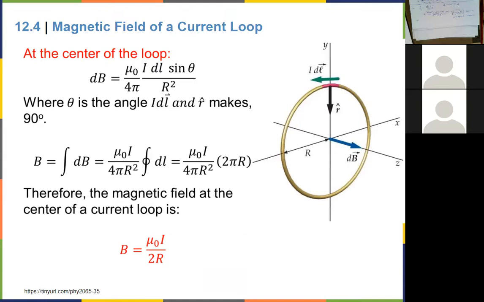This one is a little bit simpler. It doesn't have pi in it. So you can compare the two. For a straight wire at distance r, you have mu naught I divided by 2 pi r. For a loop at the center of the loop, you only have mu naught I divided by 2r.